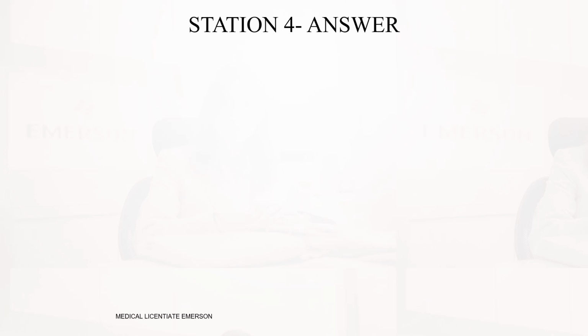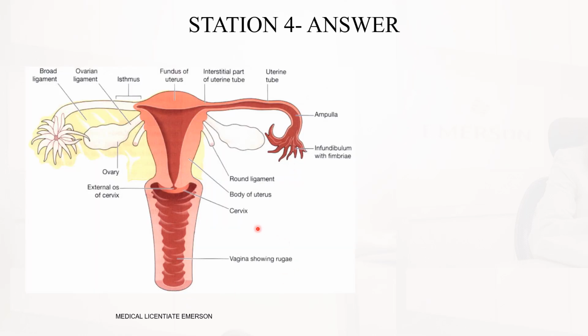So for this one, the answers. If they tell you to draw the internal organs, this is what you have to draw. From the vagina, the cervix, then the uterus, and the fundus of the uterus, then the fallopian tube. Then you have the ovaries, the round ligament, and the ovarian ligament here. Then you have the broad ligament here. Those are some of the things. This is the internal female reproductive system.